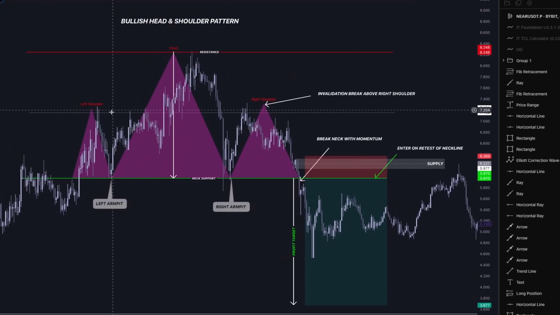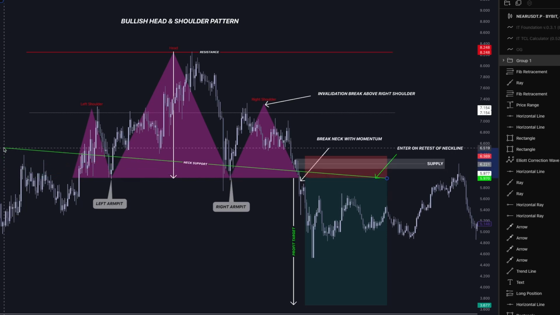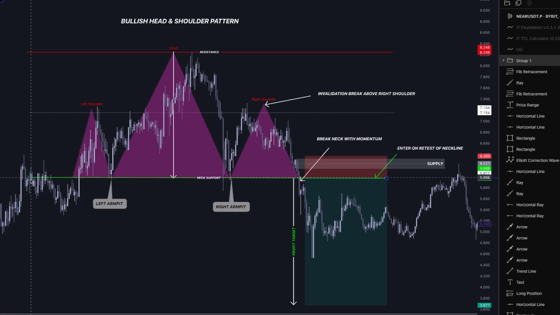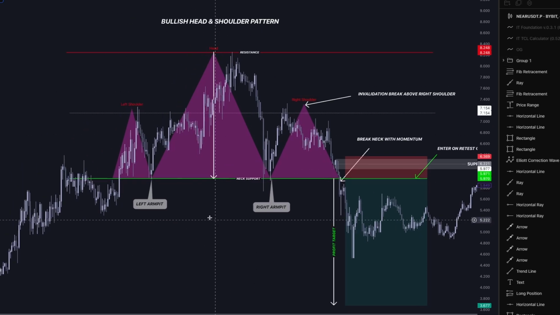So when I'm drawing, I personally, you don't have to, I personally like my head and shoulders to be a clean horizontal support and a clean horizontal resistance. I don't like slanted necklines. I just prefer to trade. I just find them a bit more reliable if they're here. And you don't have to.